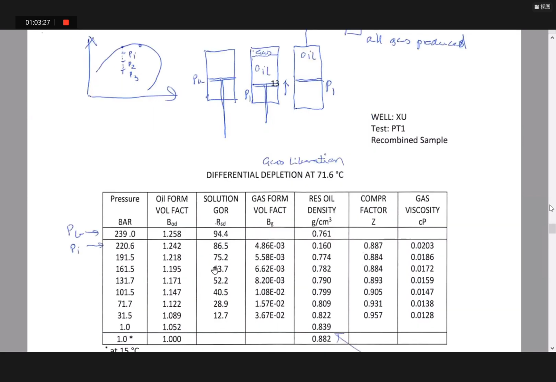And then we get stepwise GOR on solution gas in the fluid, and we get the BO factors, and we get a BG factor of the gas phase. And we have density, reservoir oil density as we go into the two-phase region. Compressibility factor of the gas, and viscosity of the gas.